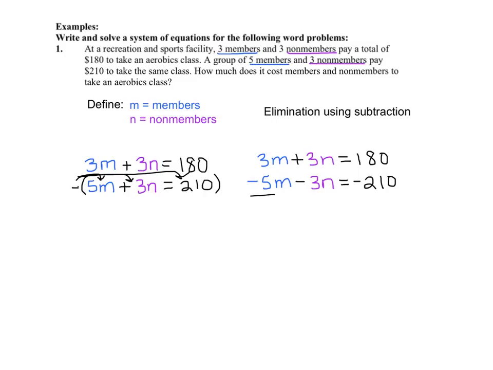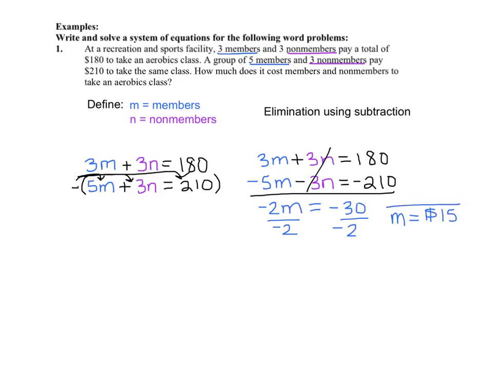So our first step here is to cancel out the 3n's. Now we have 3m minus 5m is negative 2m equals 180 minus 210, which is going to give us negative 30. Divide both sides by negative 2, and m equals 15. M stands for member, so it's $15.